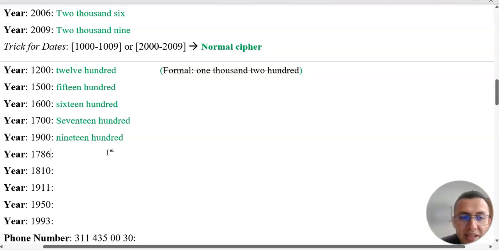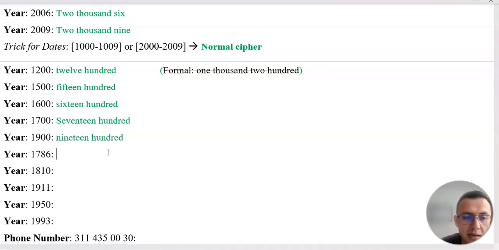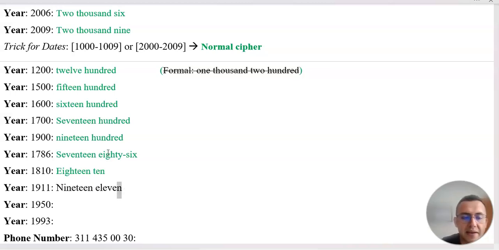In this case, when we have different numbers, like 1786, we say or write them in groups of 2. So it is 17, 86, 1786. The same case for this one. We don't have any problem if we have a zero at the end when the other three numbers are different. So in this case is 1810, so we say 1810. The same for the other case, 1911. Okay. And this one, 1950.